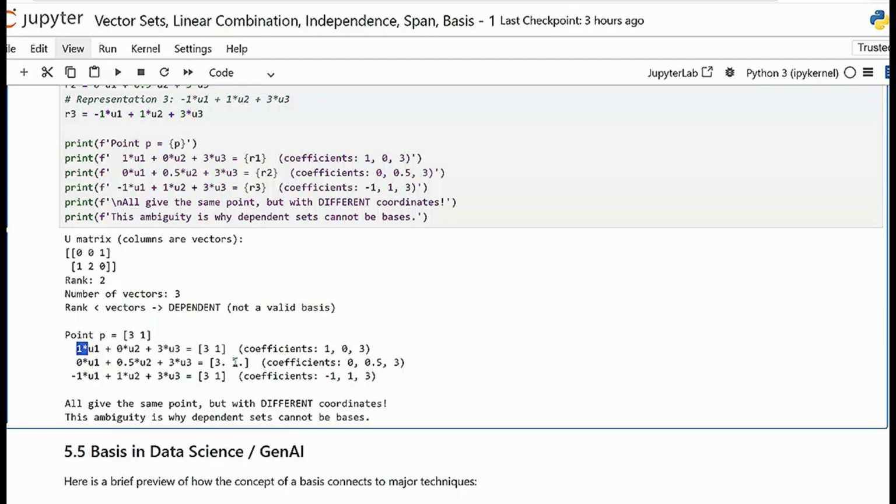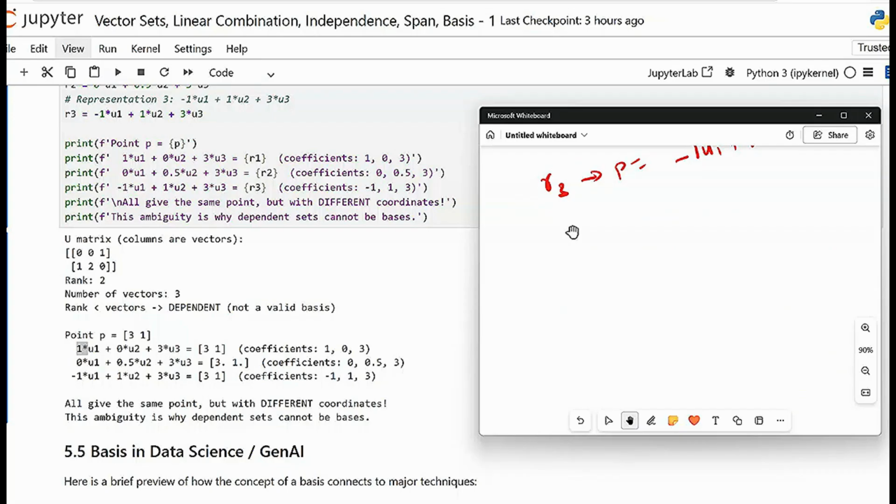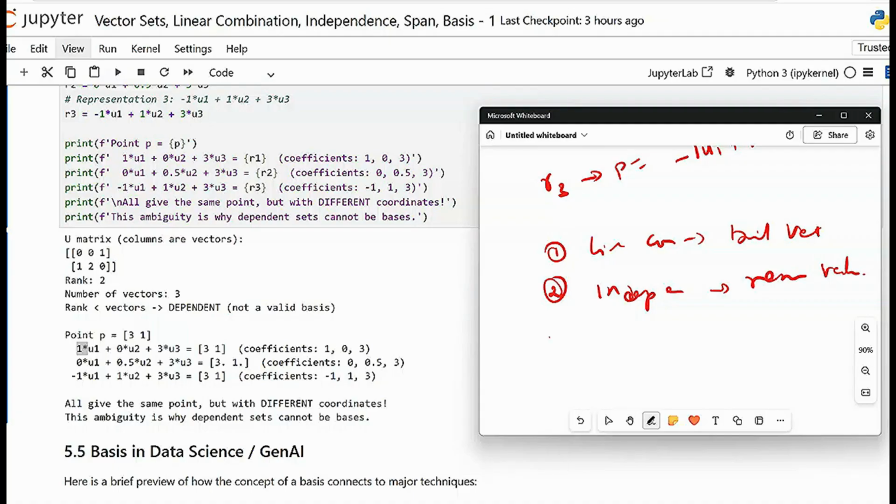Let me give a small summary picture here. Kindly observe one thing, dear friends. If you are having a linear combination, kindly build a vector. If it is an independency, kindly remove the redundancy. For a span, kindly define the space. And last but not least, for a basis, a perfect representation system is a must.